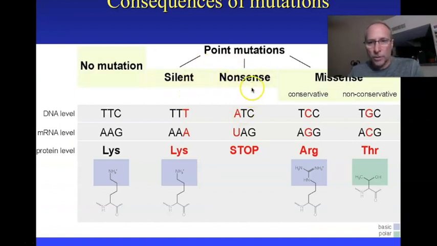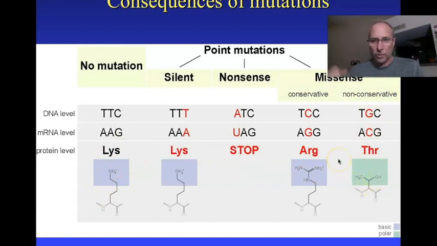You can get a nonsense mutation where you change a normal sequence into a stop sequence. You can get a missense mutation where you change a normal sequence into a new amino acid. So here's the example. TTC makes lysine. And here, this T has been mutated to a C, and now that codes for arginine. And so this is what we call a conservative missense mutation because this particular type of amino acid has the same kind of side chain. Non-conservative means that the side chain is different.